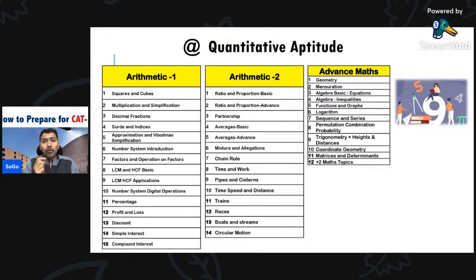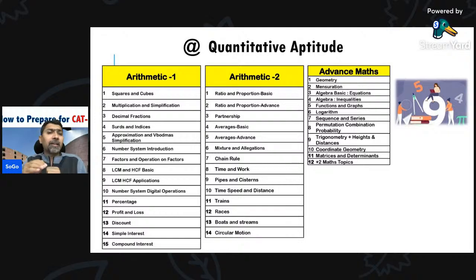When I talk about quantitative aptitude, what does it include? Quantitative aptitude, I divide into 3 parts. Basic comes as the arithmetic part, and arithmetic can also be divided into 2 parts, and then there comes the advanced maths. Now, in advanced maths, as you can see on my screen, you can divide the topics like geometry, mensuration, algebra. You can take a screenshot of this. Algebra basics, which is equations, then you have inequalities, functions, graphs, logarithm, sequence and series, permutation, combination, trigonometry, coordinate geometry, matrices, and +2 mathematics topics.